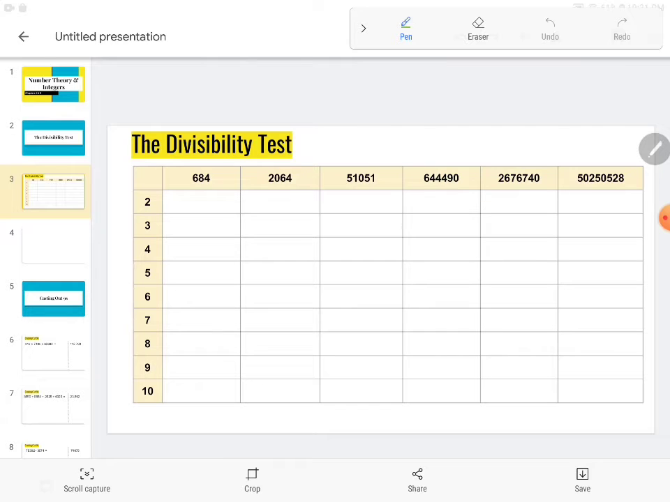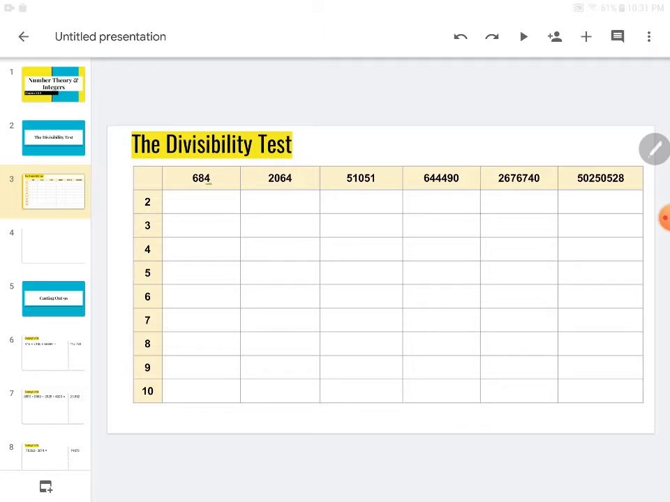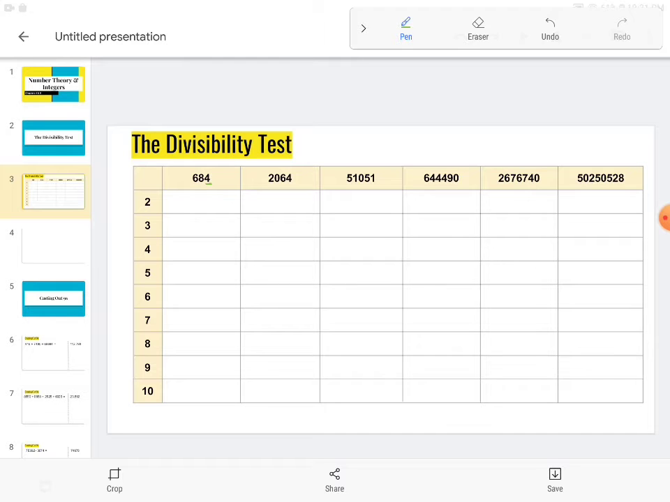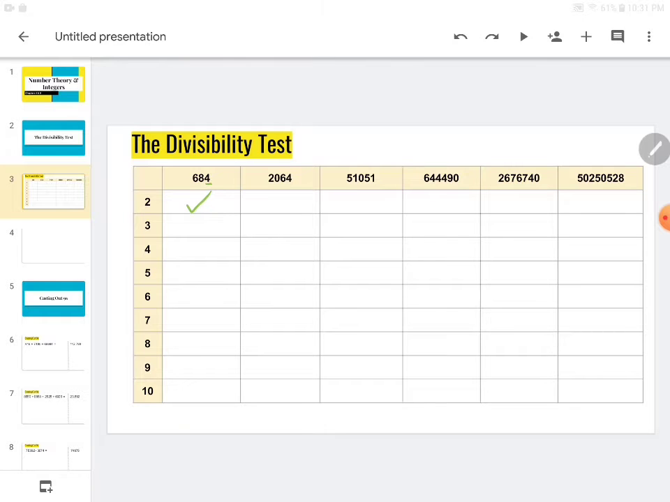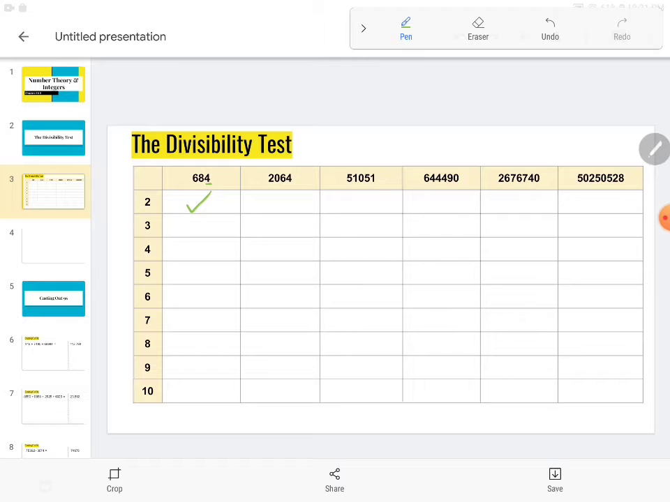So starting out with 684, the best way to find out if it is divisible by 2 is to look at the ones place, and if it is an even number, it is more than likely going to be divisible by 2. So 684 ends with an even number. 4 is even. Therefore, it will be divisible by 2. And if you just want to double check this with your calculator, 684 divided by 2 is going to be 342. So it is divisible by 2.